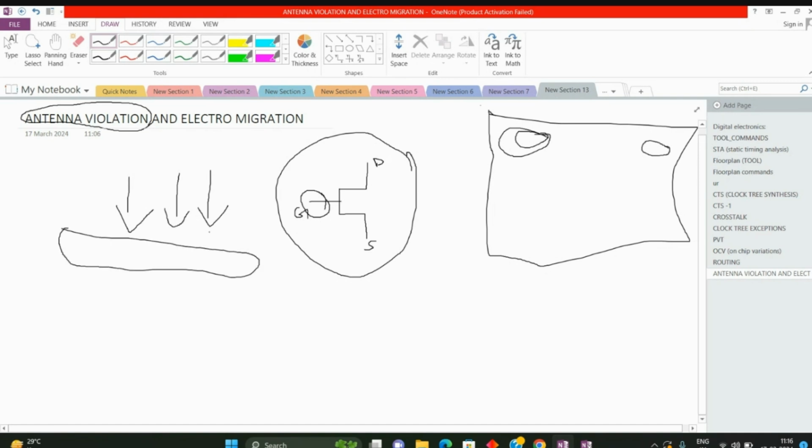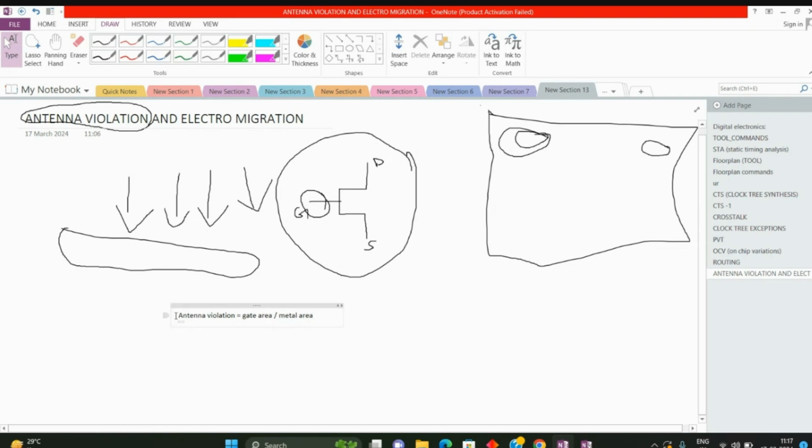So in the plasma etching stage, there will be a case where the gate oxide gets damaged, maybe because the gas is not filling that gate area properly. So that can happen in the plasma etching stage. There is a rule, so if somebody asks what is antenna violation, this is the formula they maintain to detect the antenna violation. So this is the rule.